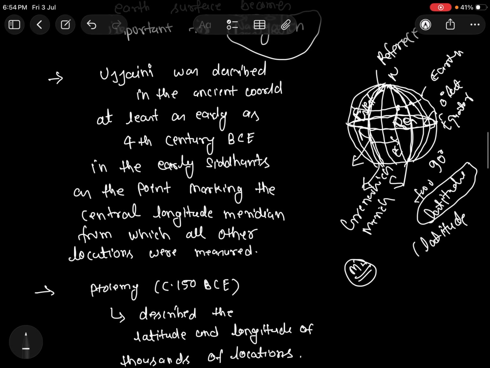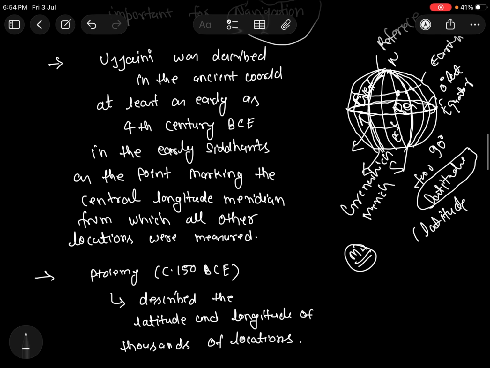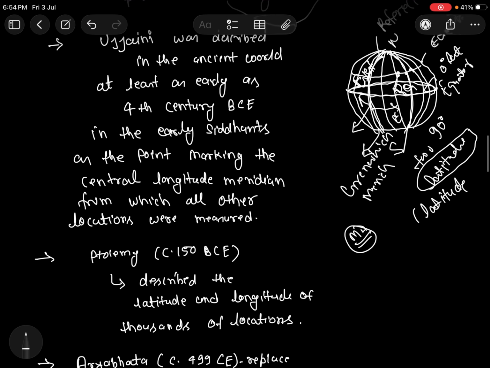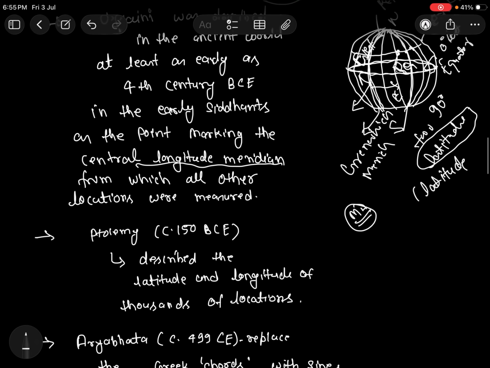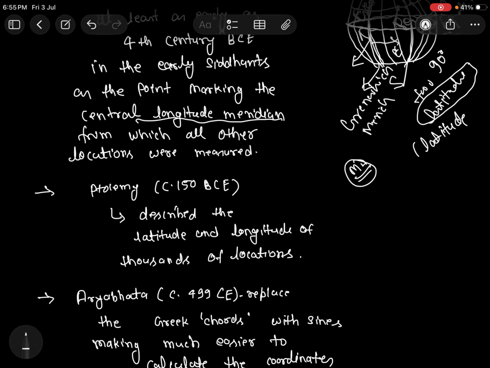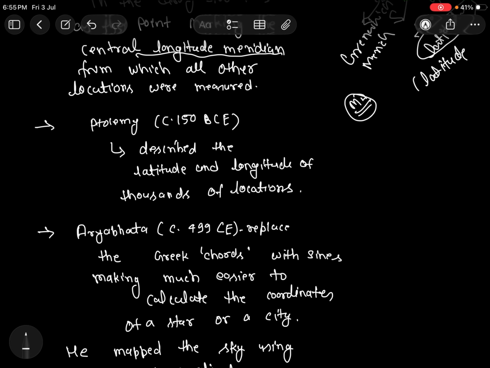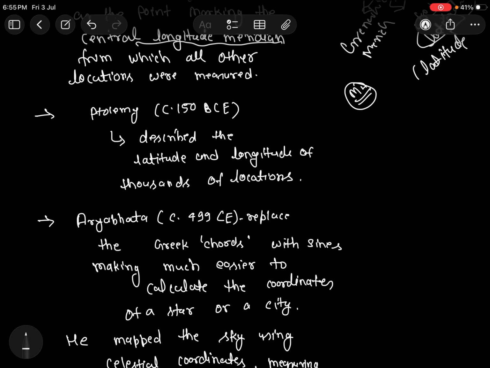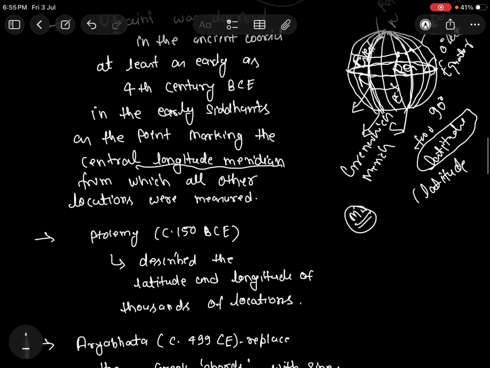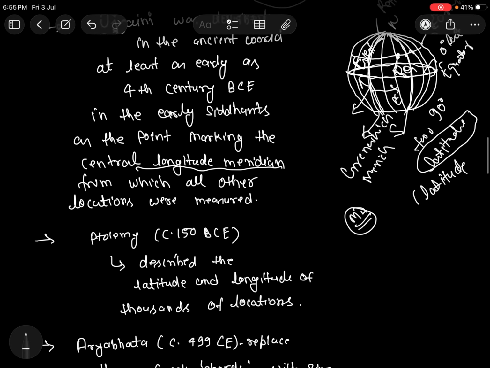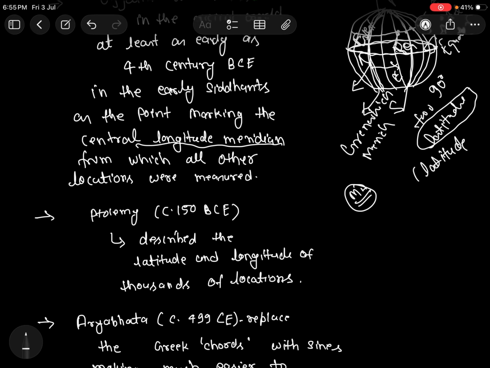So in the 4th century before Common Era, this place was taken as the 0 degree longitude meridian, the central longitude meridian, from which other meridians were measured in the eastward or westward direction. Now another name: Ptolemy described the latitude and longitude of thousands of locations. He was a mathematician. He came to India. He also described the latitude and longitude of many places in ancient times.